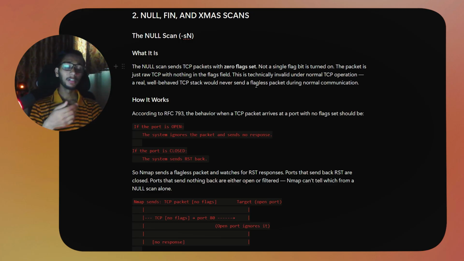So this is technically incorrect. In normal TCP communication, it will not send a TCP packet with zero flags. It will have to send the packet with some flags enabled, but this here is technically invalid.